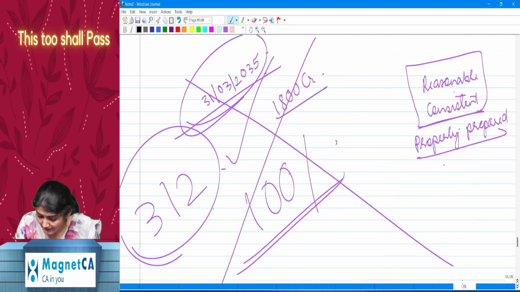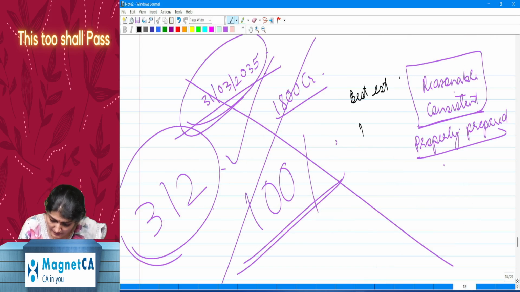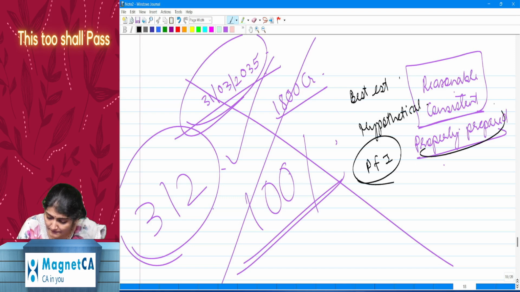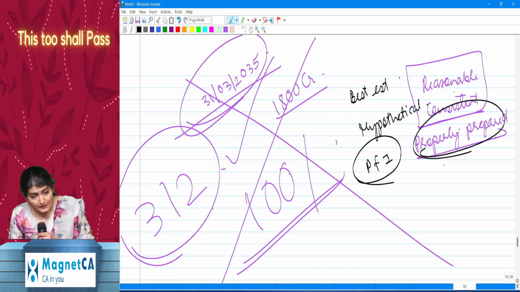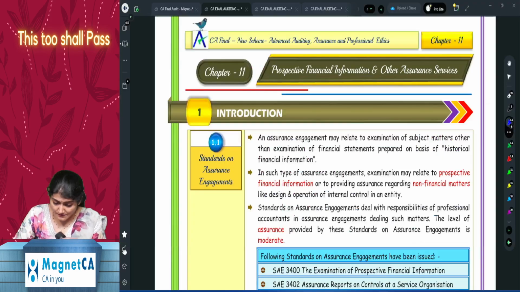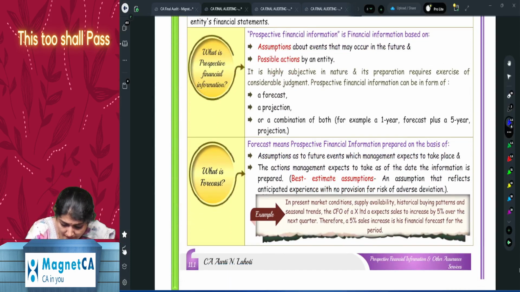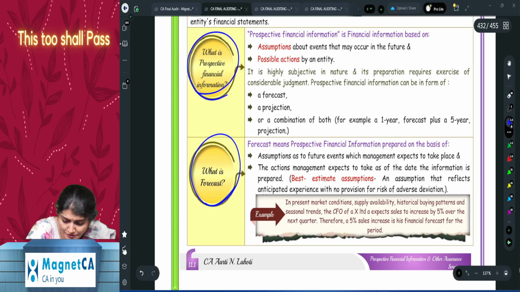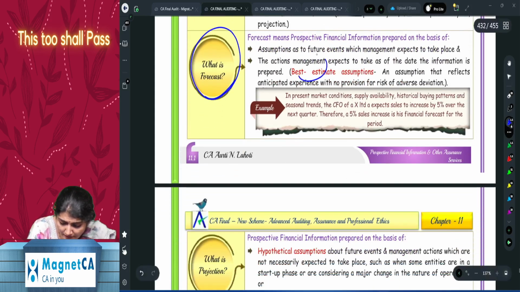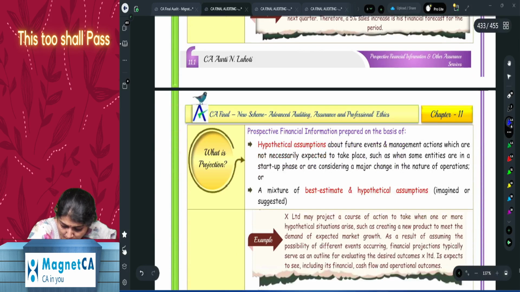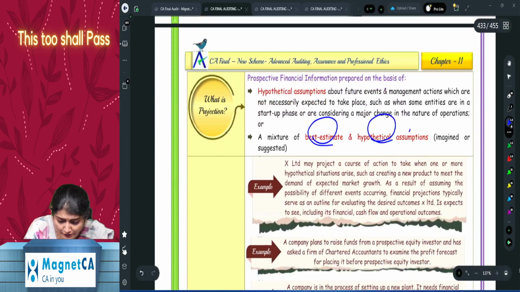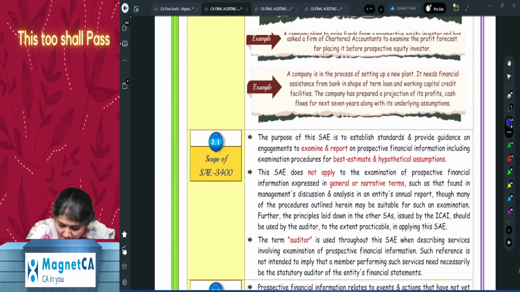You understand that? And for best estimate assumptions, what you have to check, are they reasonable? For hypothetical assumptions, what you have to check, are they consistent? And then what you have to check, whether the prospective financial information is properly prepared based on the assumptions, right? So prospective financial information, what is a forecast? If it is based on best estimate assumptions. What is a projection? If it is based on a combination of best estimate and hypothetical assumptions.